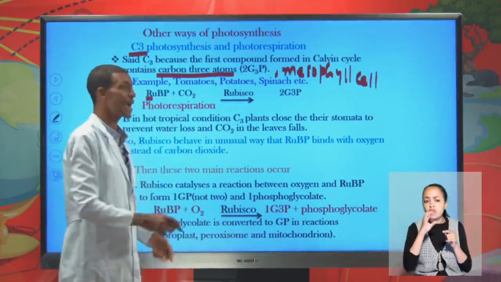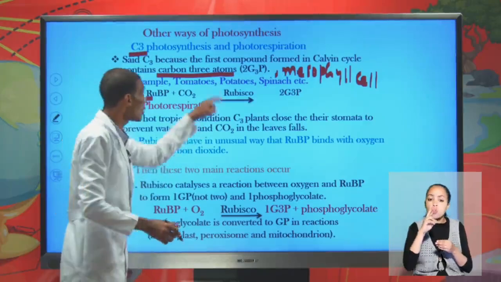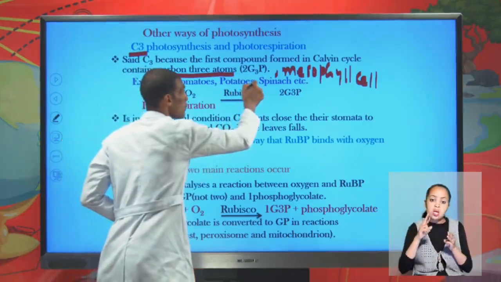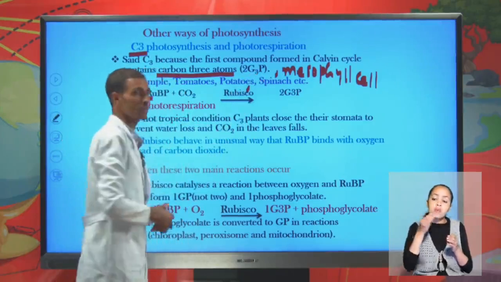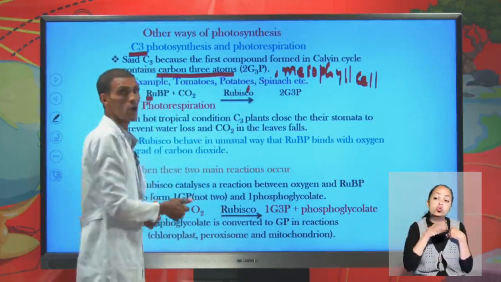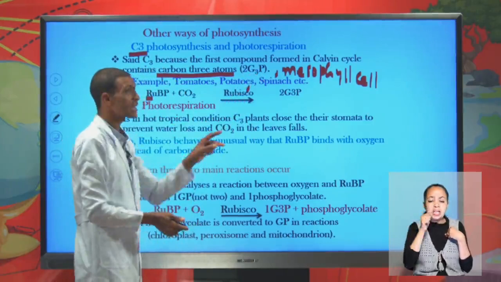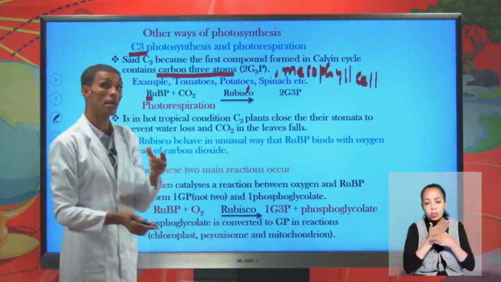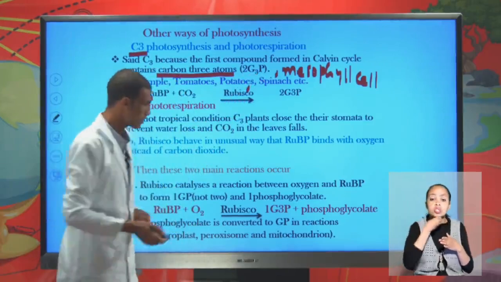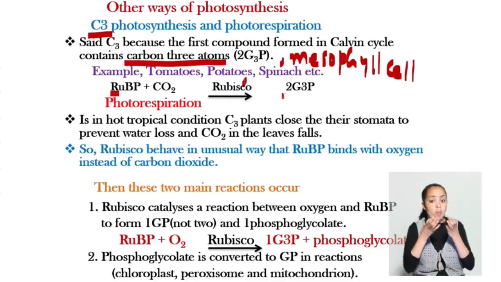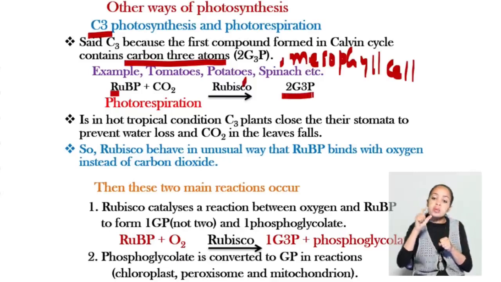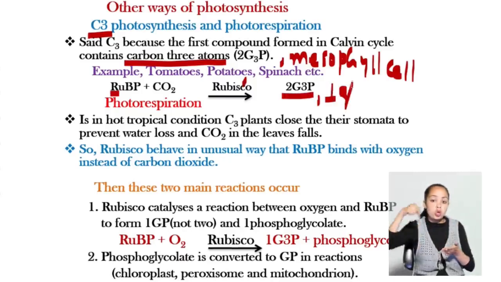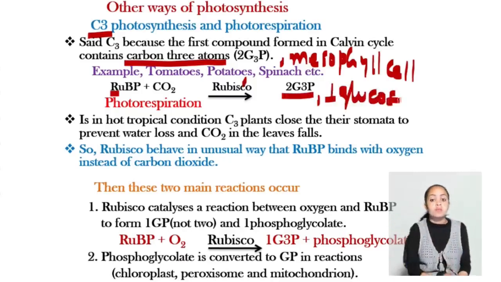Ribulose bisphosphate is binding with carbon dioxide. In this case, ribulose bisphosphate carboxylase is involved, not oxygenase, because it is an enzyme that catalyzes two reactions: reaction with carbon dioxide and reaction with oxygen. Here, the compound formed is 2 glycerate-3-phosphate, which is equivalent to production of 1 glucose molecule.